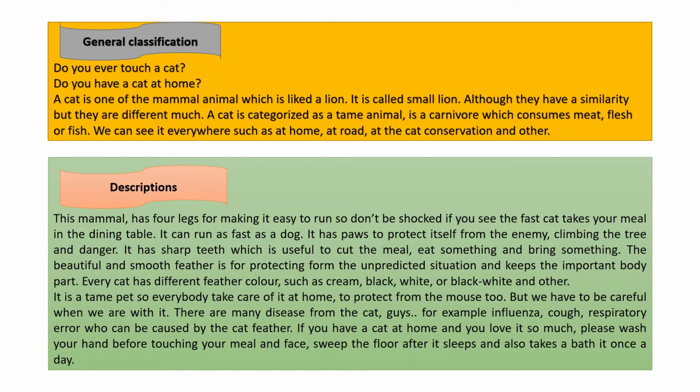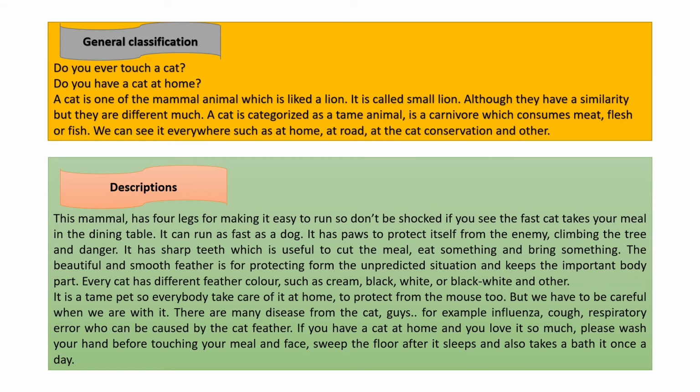Now, we have divided the text into two paragraphs. The first paragraph tells about general classification. And then the second paragraph talks about the description of cats.